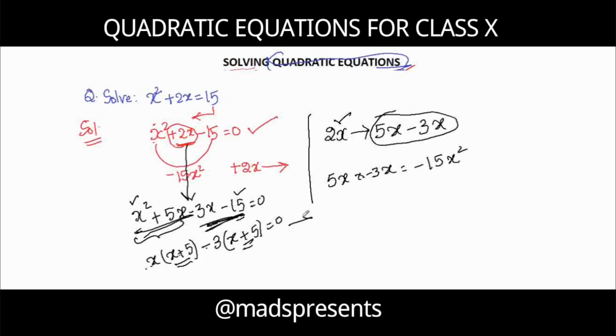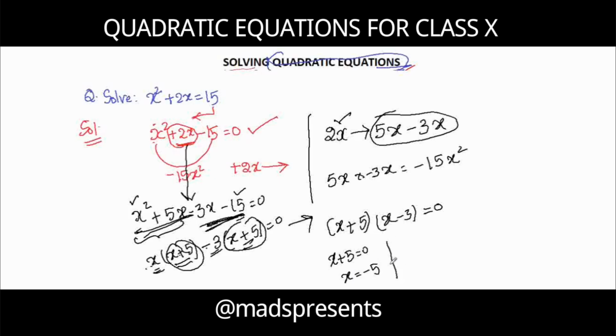After taking (x + 5) as common, what is left? x and −3, so put in the bracket (x − 3). In order to find the roots, equate the first term to 0: x + 5 = 0, from this x = −5. From x − 3 = 0, x = 3. So these are called roots. They are also called zeros of the polynomial. Why are they called zeros of the polynomial?